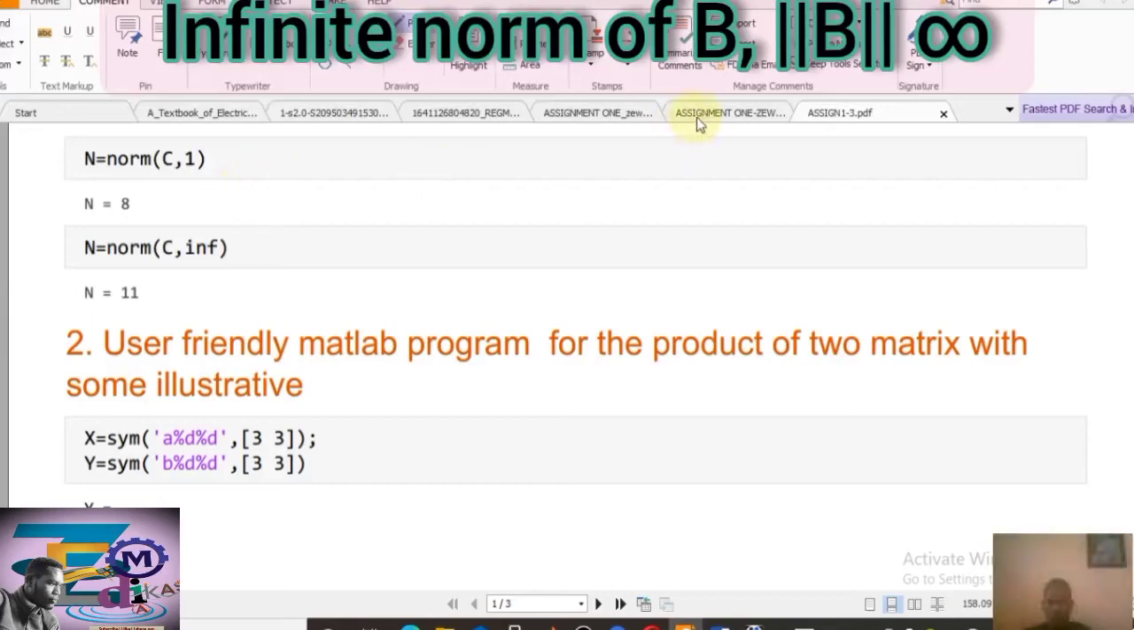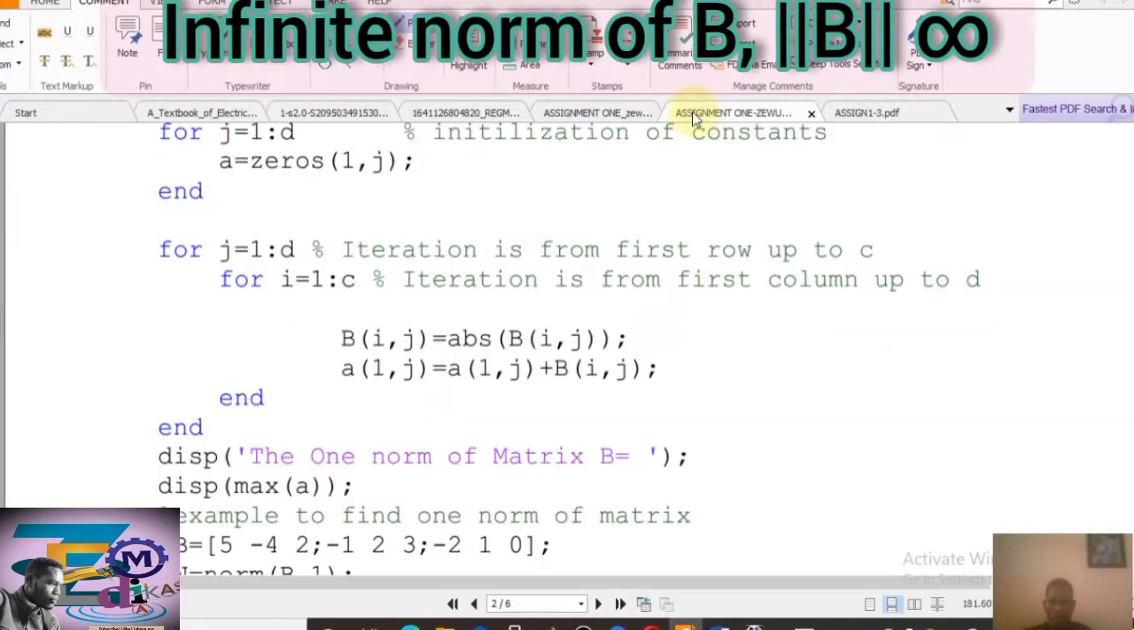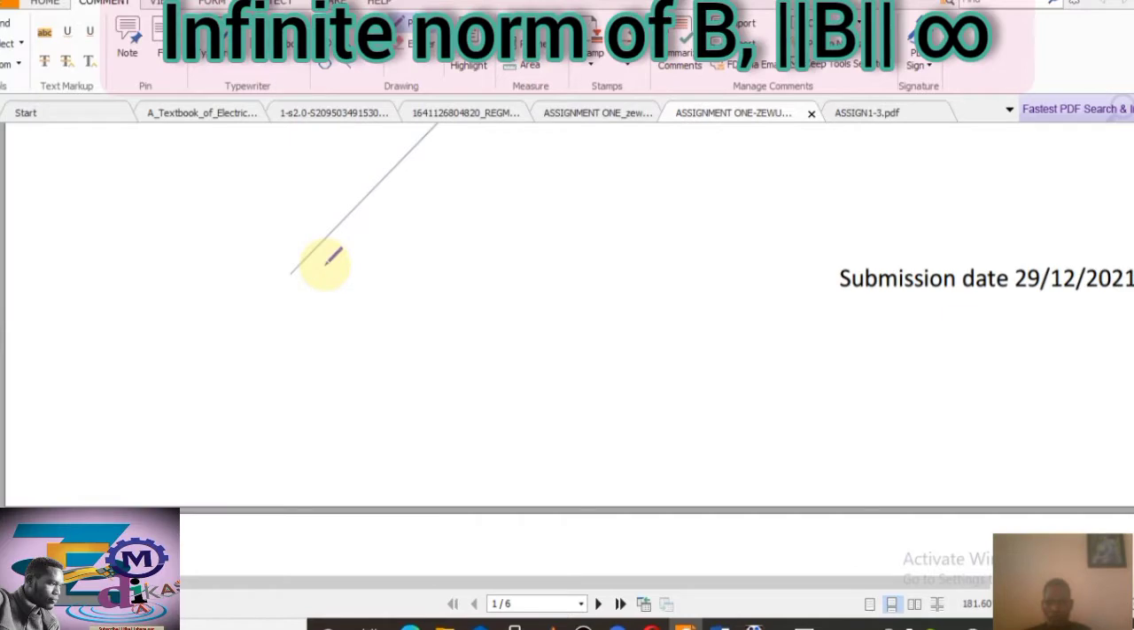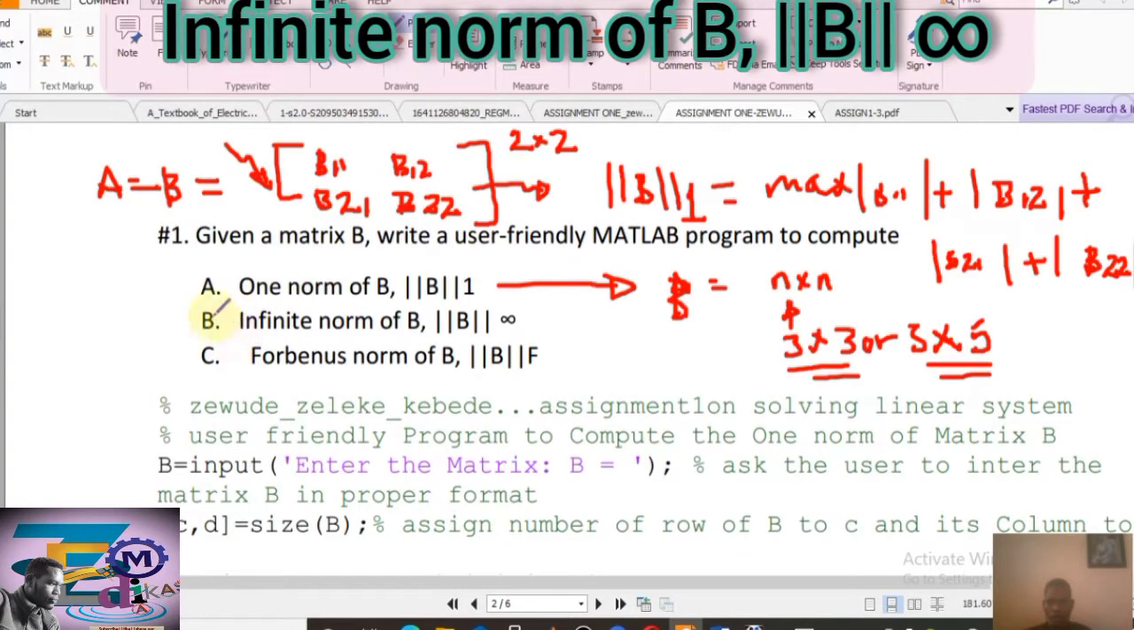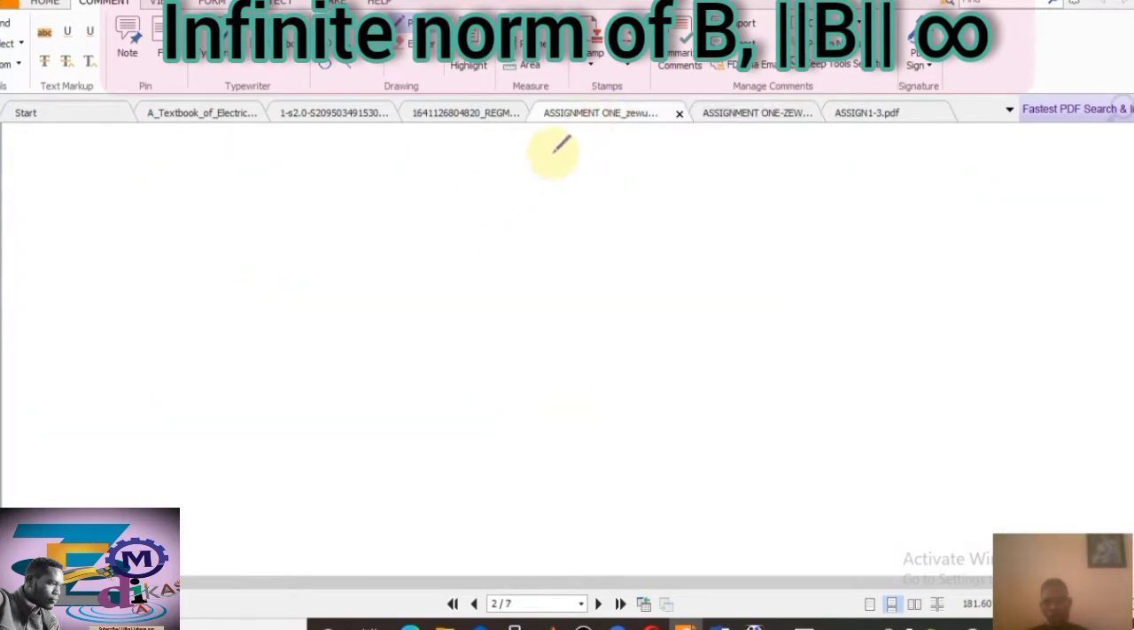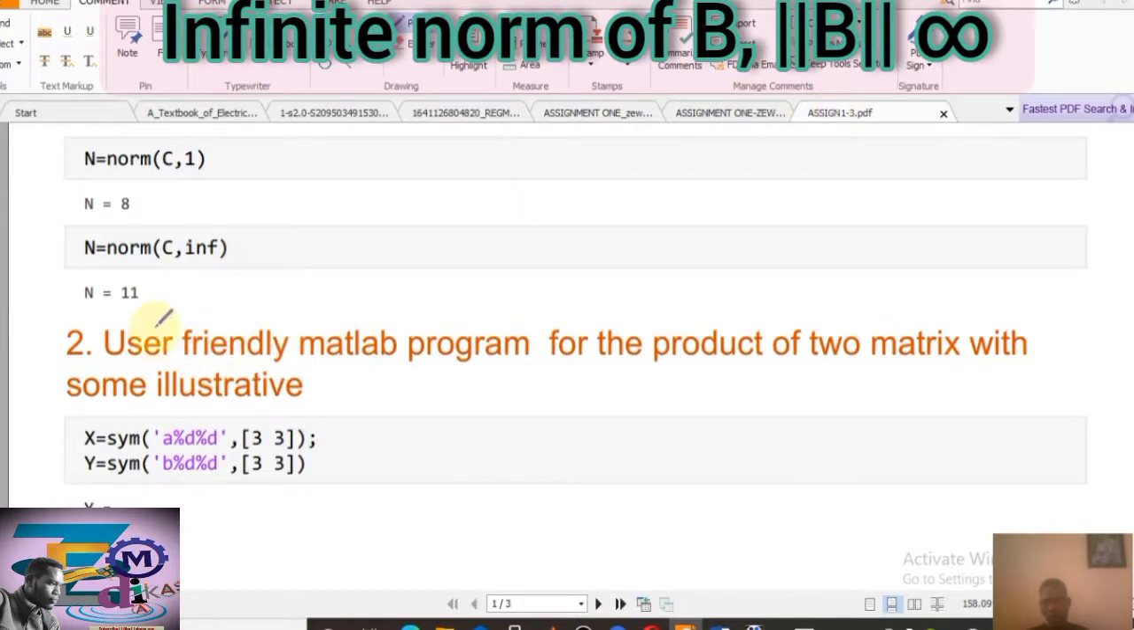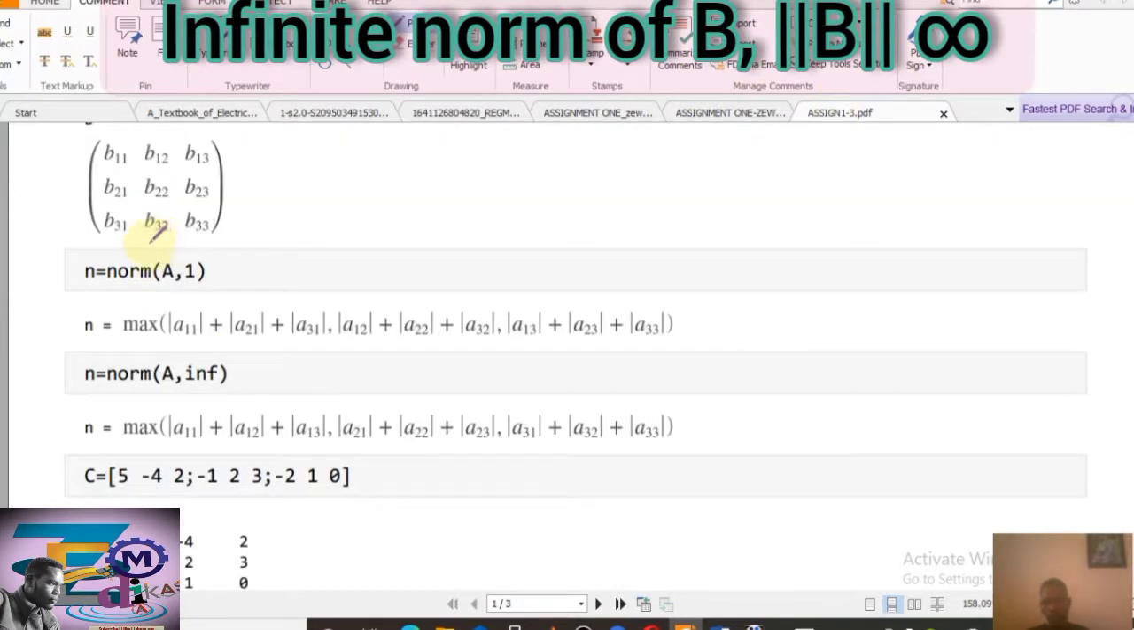Second concept is finding out the infinity norm here. So the infinity norm of a given square matrix will be represented in such a way here. So Matlab will calculate the given equation here. So we need to have the infinity norm.